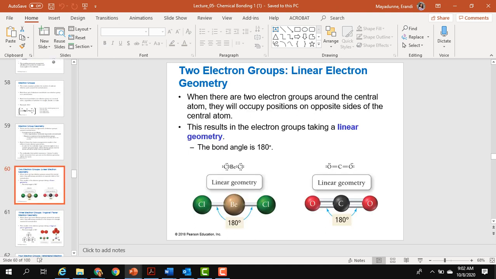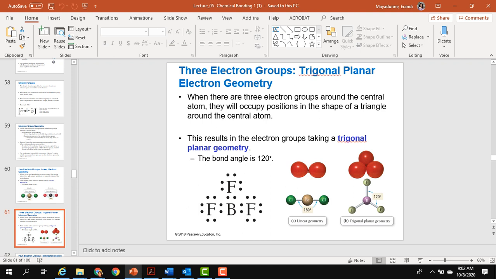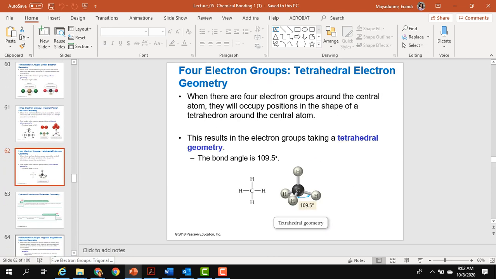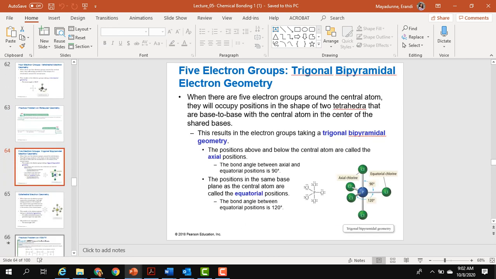So we have linear geometry. If you have two electron groups around the center atom, it's going to be linear. And then three electron groups, it's going to be trigonal planar. Four electron groups, it's going to be tetrahedral. Five electron groups, it's going to be trigonal bipyramidal, for electron geometries. And then six electron groups, octahedral. But when you make these geometries, you only consider electron domains around the central atom when we give the electron geometry.